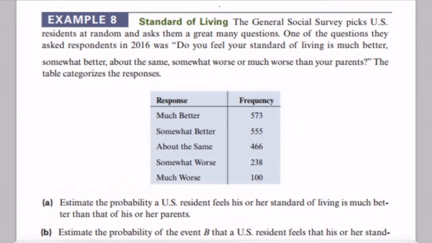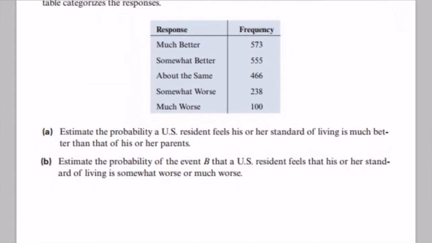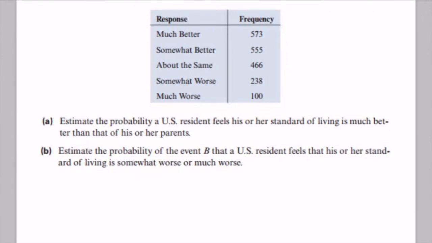The General Social Survey picks U.S. residents at random and asks them a great many questions. One of the questions asked of respondents is: Do you feel your standard of living is much better, somewhat better, about the same, somewhat worse, or much worse than your parents? The table categorizes the responses. Okay? So, estimate the probability that a U.S. resident feels his or her standard of living is much better than that of his or her parents.